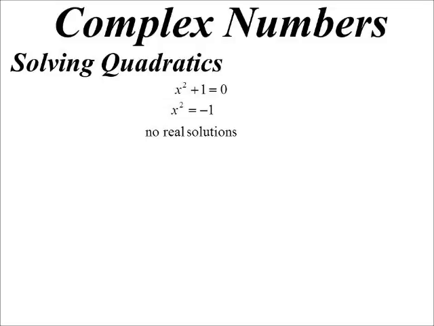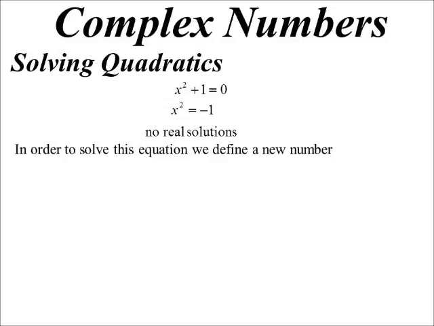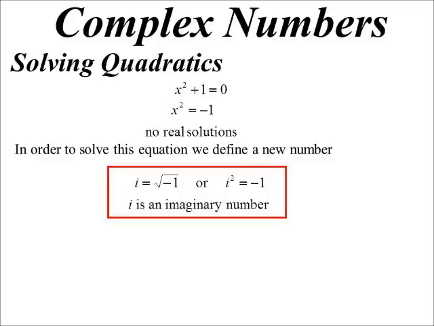So they said, well, okay, let's create a new number, and then we can solve the problem. So in order to solve it, we define this new number, i, the square root of negative 1. Or another way of saying it, i squared is negative 1. The i just stands for imaginary number. Because we now know what the square root of negative 1 is, we can simplify the square root of negative numbers. So now I can go back to my problem and say, well, x is plus or minus the square root of negative 1. Oh, so it's plus or minus i, because I now know what the square root of negative 1 is. I have a solution to the problem.